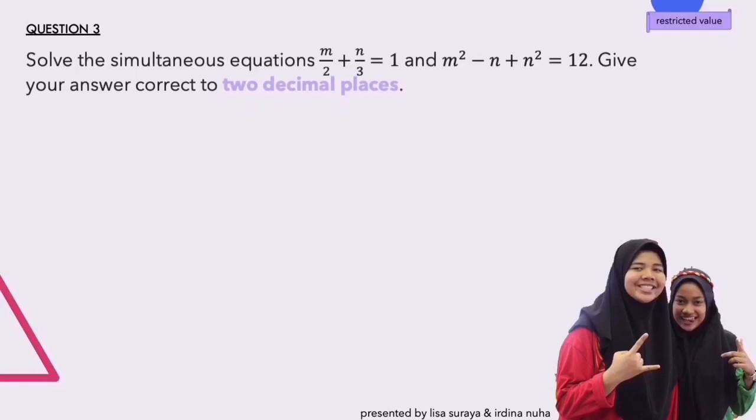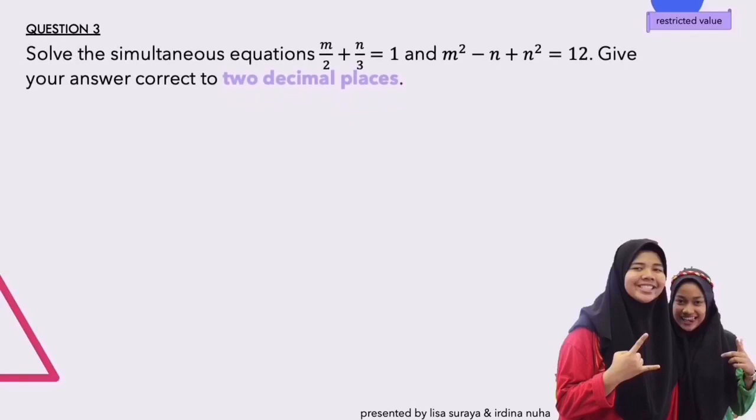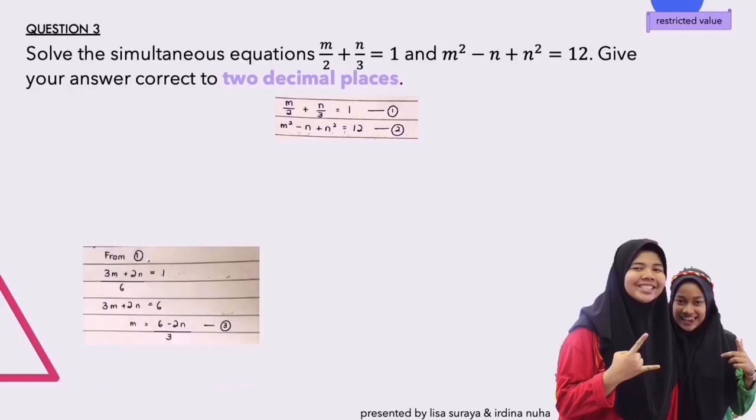Question 3. Solve the simultaneous equations m over 2 plus n over 3 equal to 1 and m squared minus n plus n squared equal to 12. Give your answer correct to 2 decimal places. So the first thing you have to do is mark m over 2 plus n over 3 equal to 1 as the first equation, and m squared minus n plus n squared equal to 12 as the second equation.